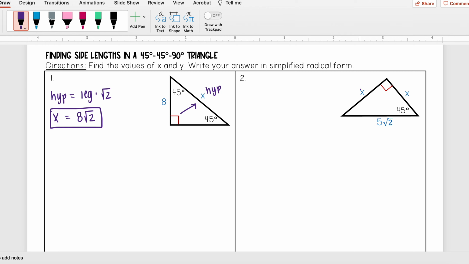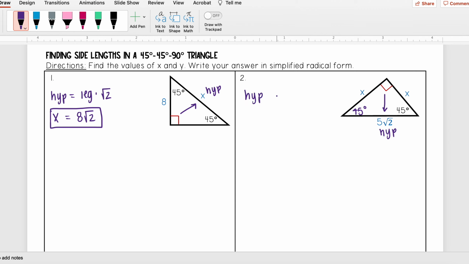Okay, let's look at another one. So here I see I have a right triangle, I have a 45 degree angle here. Nothing's written over here, but since this is 45, this also has to be 45. Next I'm going to label my hypotenuse. So I see that the 5 root 2 is opposite of my right angle, so that is my hypotenuse.